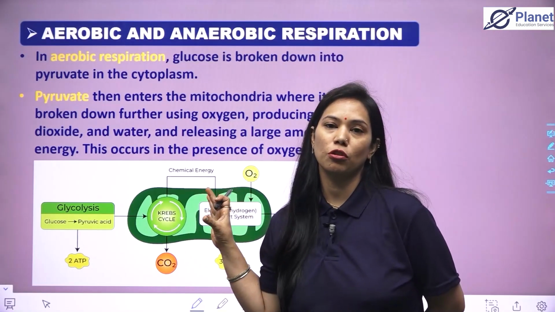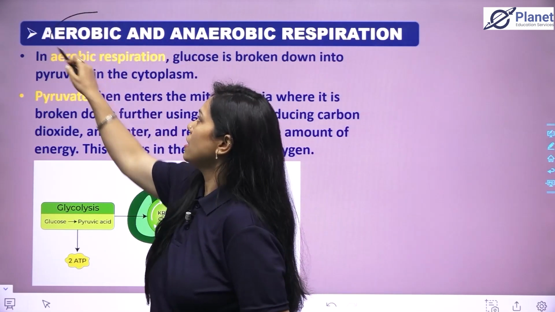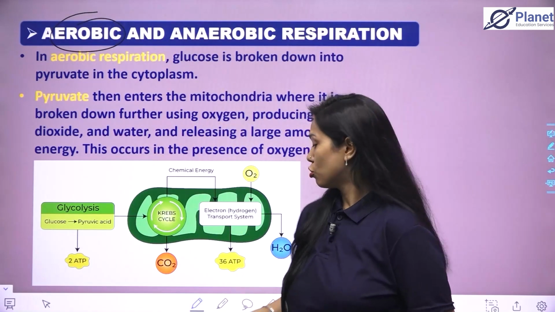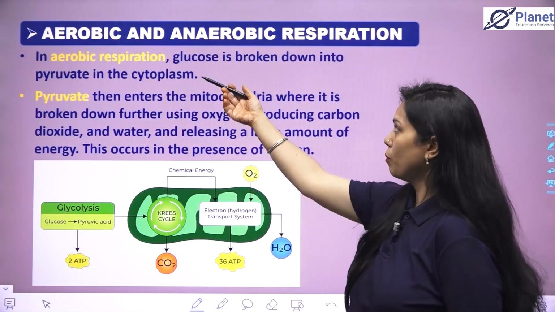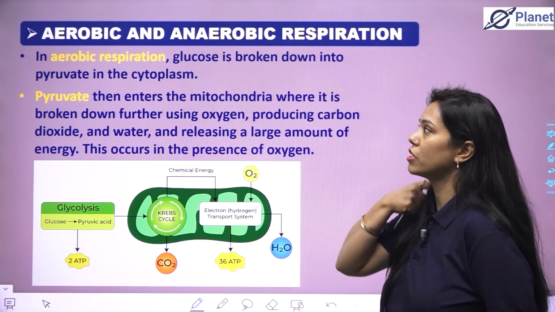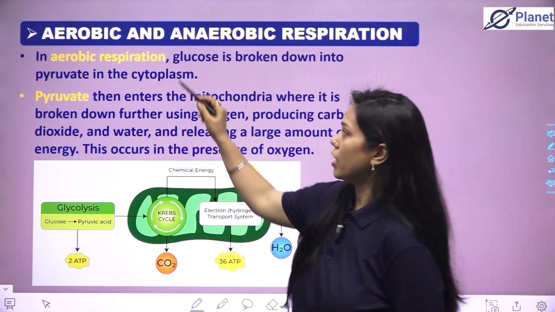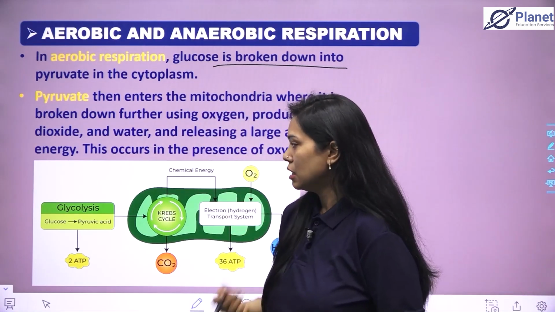Types of respiration are called aerobic and anaerobic respiration. Aerobic, as the name indicates, means air. So the respiration which occurs in the presence of air is aerobic, and that which occurs without air is called anaerobic respiration. Here in aerobic respiration, glucose is broken down into pyruvate in the cytoplasm.